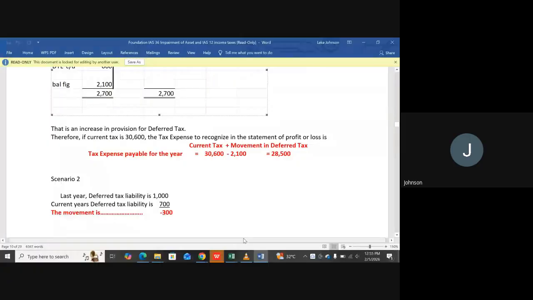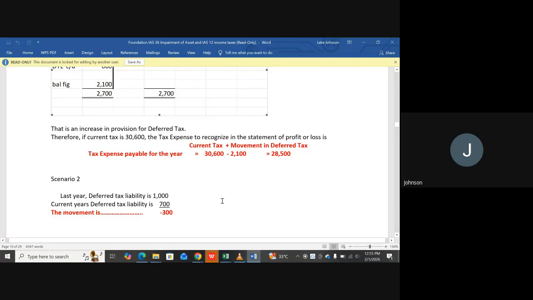This is what we're going to do now. Here we have another scenario. This scenario 2 assumes that last year we also had a deferred tax liability. It means that on the trial balance, you're going to have your deferred tax, and the figure will be showing on the credit side to show that it's a liability. Then they say this year we had another deferred tax liability of 700.